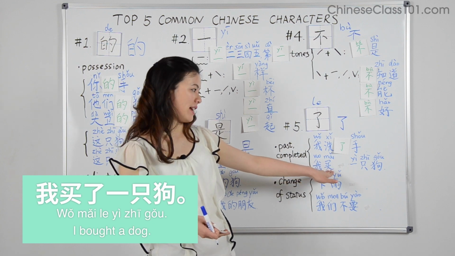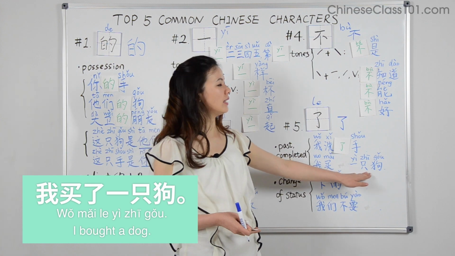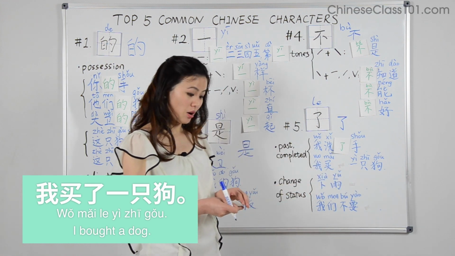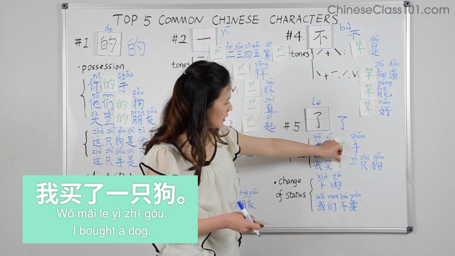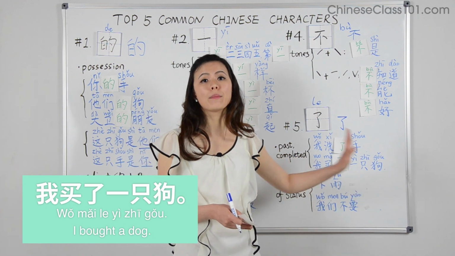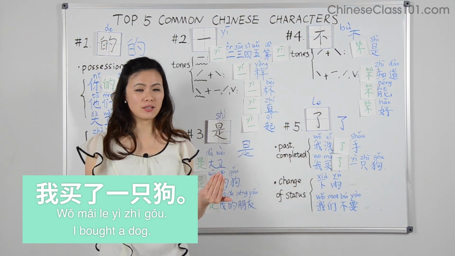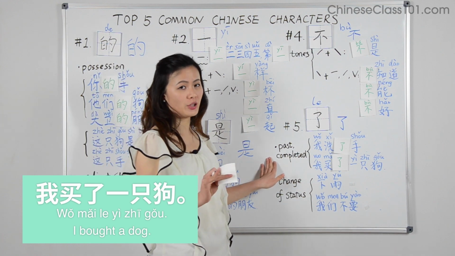我买一只狗. I buy a dog. Well, how about we put 了 after the verb 买? 我买了一只狗 becomes I bought a dog. So this is the first major function of 了.